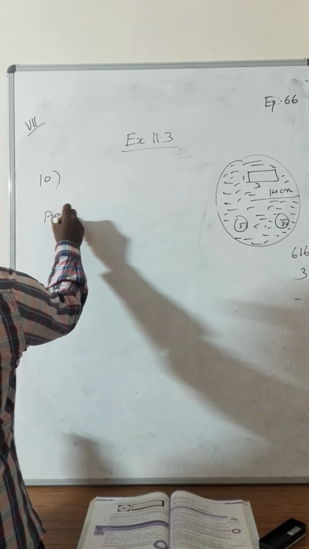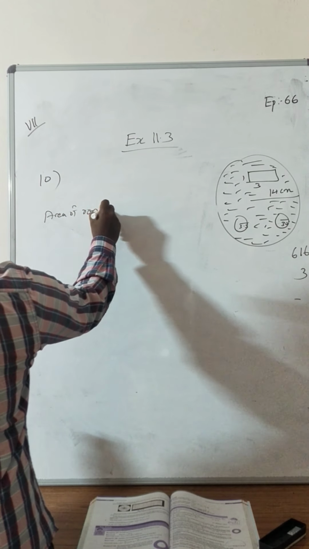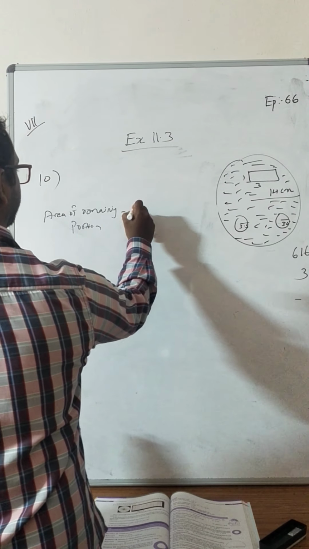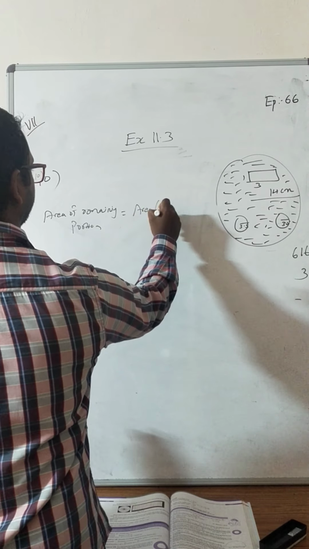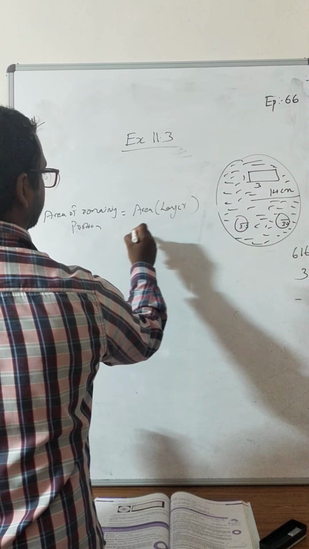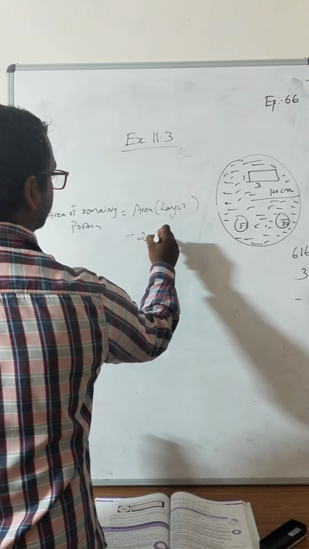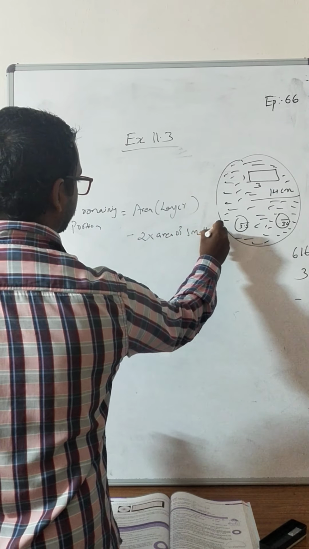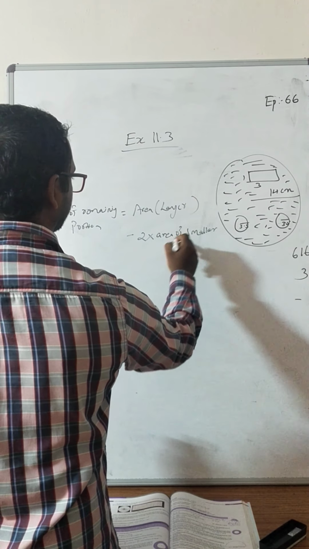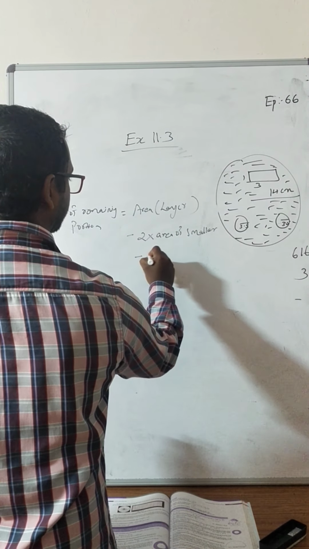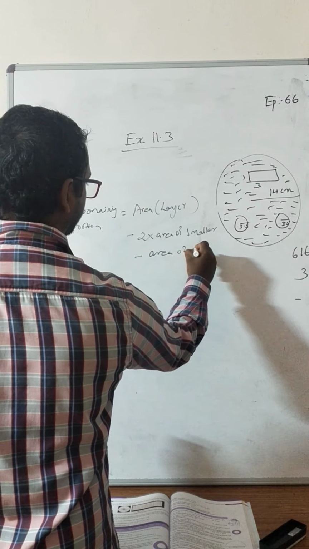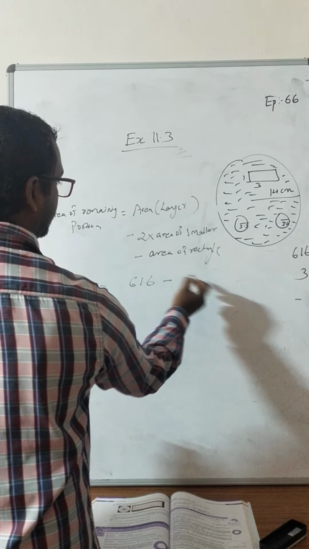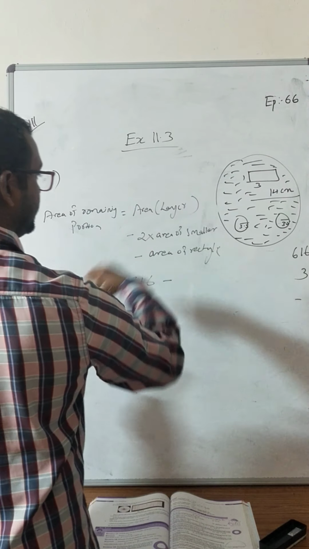Now the area of the remaining portion is equal to the area of the larger circle minus 2 into the area of the smaller circle minus the area of the rectangle. Okay, so the area of the larger circle is 616 minus 2 into the area of the small circle.